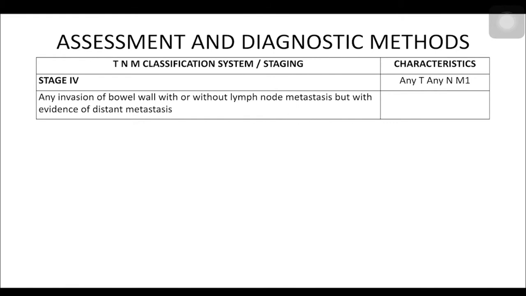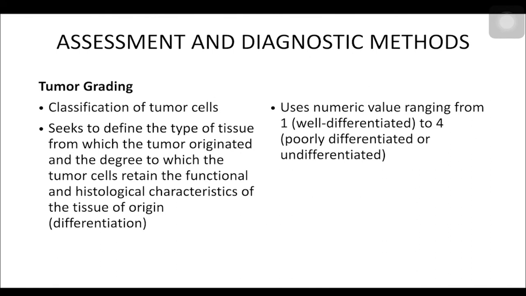Okay, so for tumor grading, it has its characteristics. It has its stages. There's grading pa. So this is the grading, how we grade the tumor. Okay. So, this one classifies the tumor cells. It seeks to define the types of tissues from which the tumor originated.